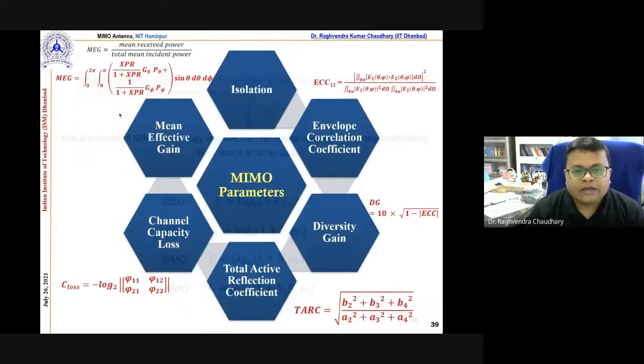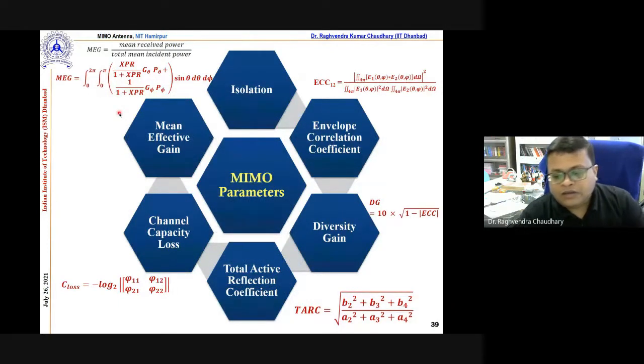Correct. Now, because we are talking about MIMO, we have seen MIMO and then we have seen the MIMO antenna. Now, how to validate the system, how to check the performance of a system? For that, we have parameters, by which we can say yes, this antenna system is working properly. Correct.